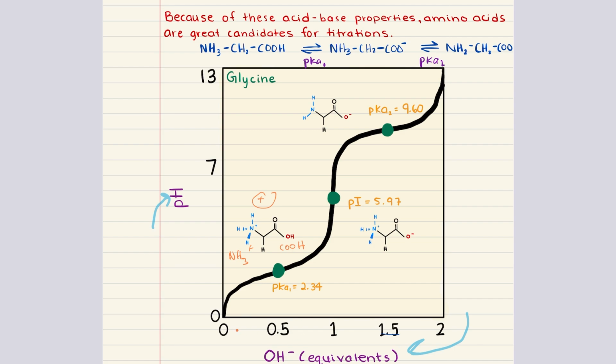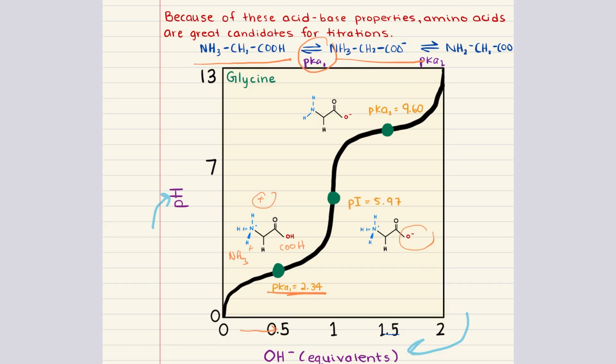But as we begin to add base, the carboxyl group is going to lose its proton first. This is because its pKa is lower than that of the amino group, meaning it is more acidic. When the pH reaches 2.34, this is glycine's first pKa, the concentration of the protonated and the deprotonated forms of the carboxyl group are equal. This is a key concept.